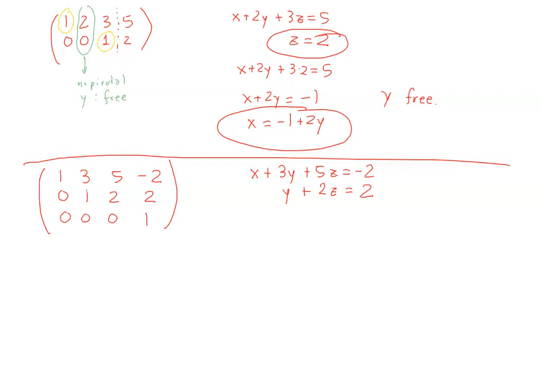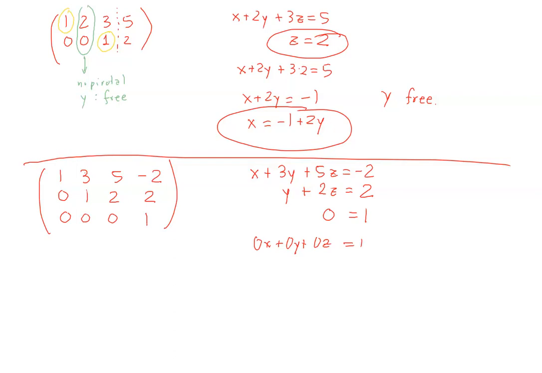Can anybody tell me what the third equation should be? Right, that's what it is. It's 0 is equal to 1. And it's fine if you write 0 is equal to 1, or if you write 0x plus 0y plus 0z is equal to 1. No matter how you write it, the conclusion is the same. The last equation is impossible.